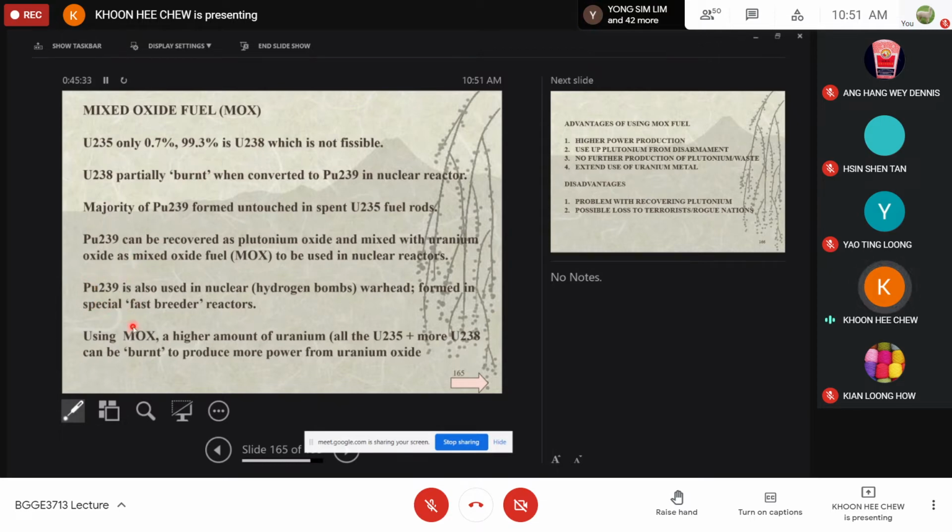Yeah. So using the MOX, a higher amount of uranium, that is, we mix up the uranium 238 and 235, can be burned to produce more power from uranium oxide.